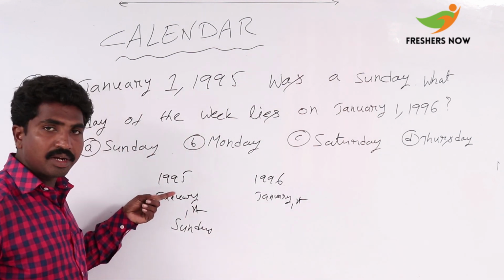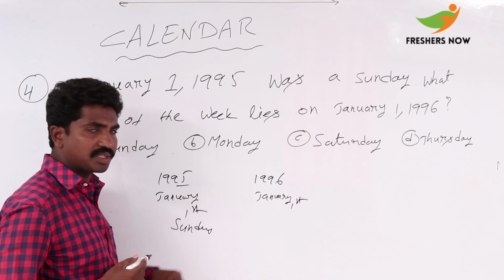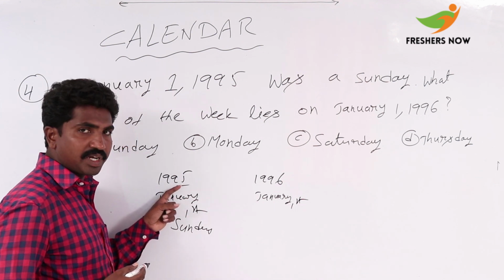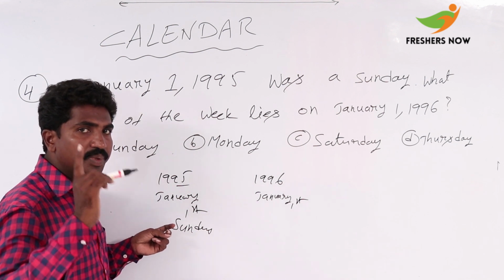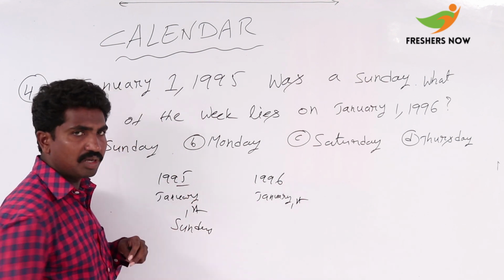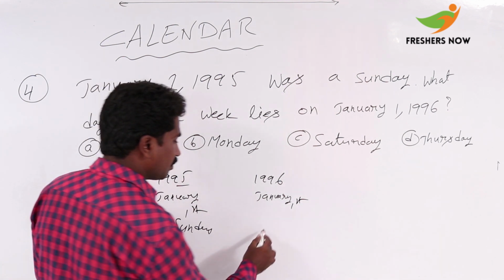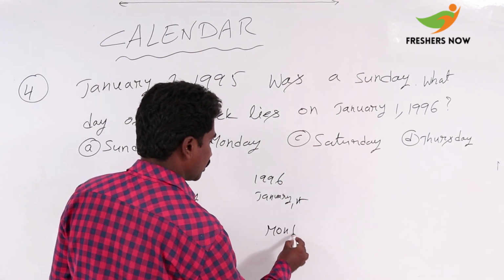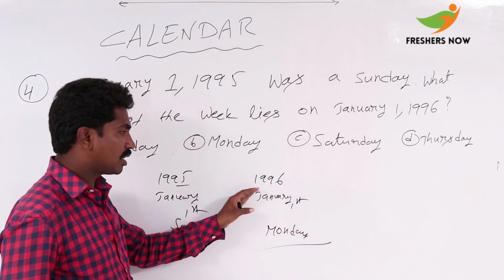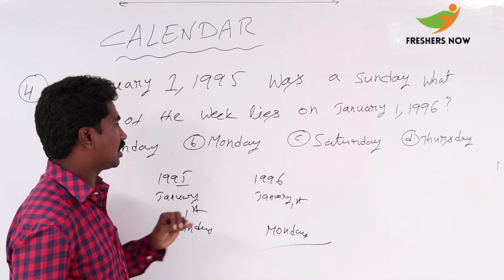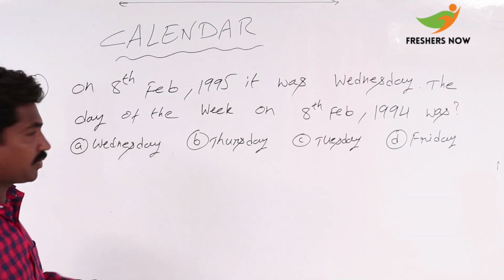Observe here 1995. Is it leap year or non-leap year? 1995. Last 2 digits 95. 4 doesn't divide 95, so this is non-leap year. For non-leap year, 1 odd day. For leap year, 2 odd days. Here he has given non-leap year, so 1 odd day. 1 day extra. Sunday after Monday. So here 1996 January 1st is Monday. Option B. Now we discuss fifth question.